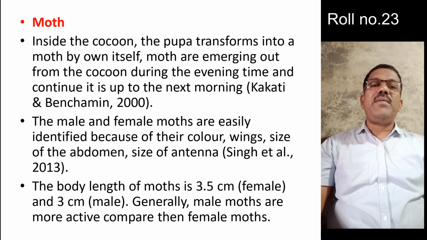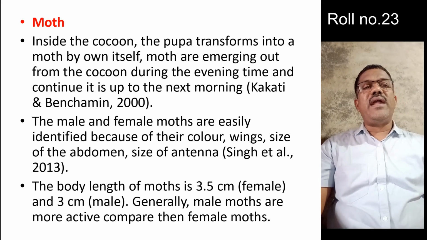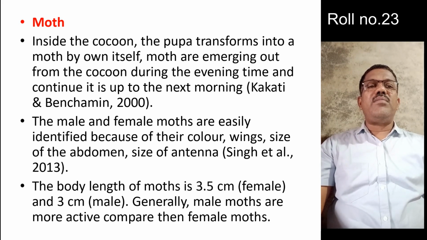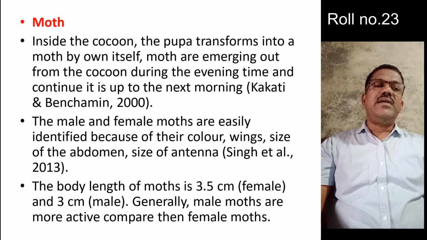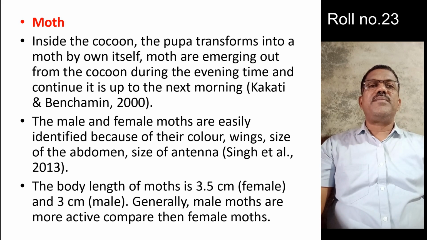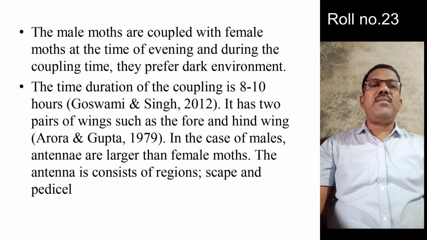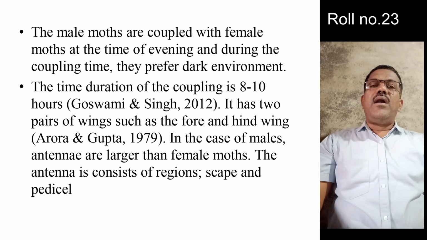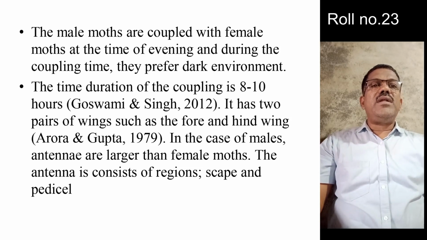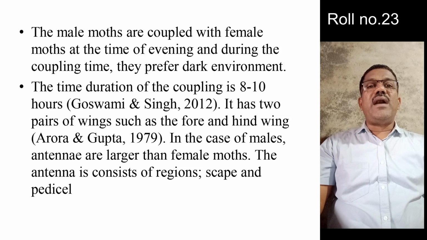The male and female moth are easily identified because their colors, wing size and abdomen size are different. The body of the adult moth is 3.4 cm. Length of the body is 3.5 cm in female and 3 cm in male. Generally, male moths are more active compared to the female moths. The male moths couple with the female moths at the time of the evening, and during the coupling time they prefer the dark environment.